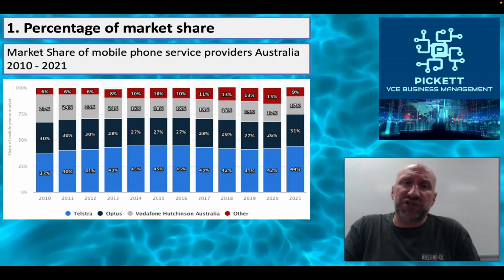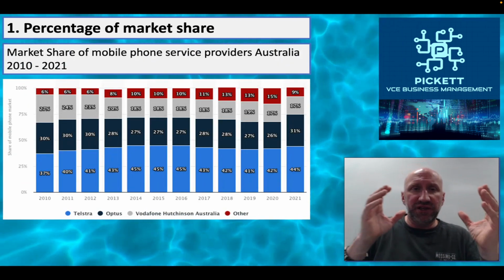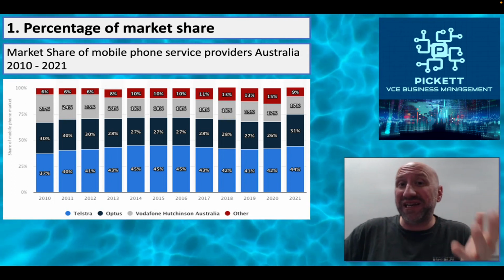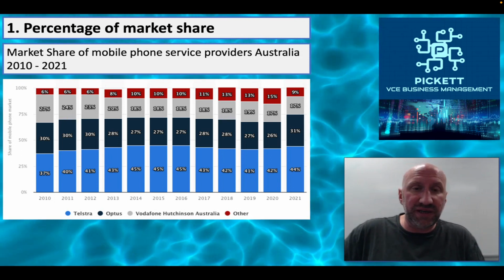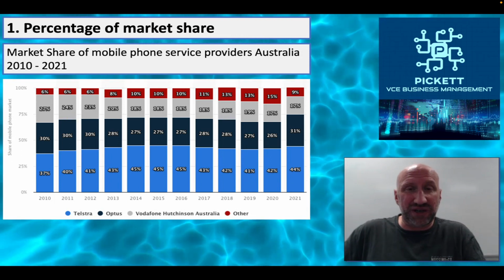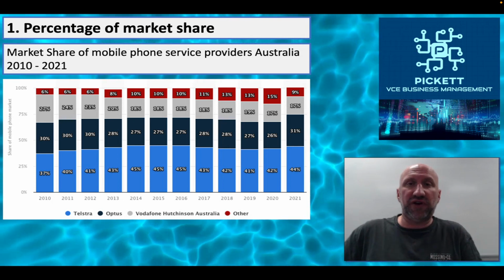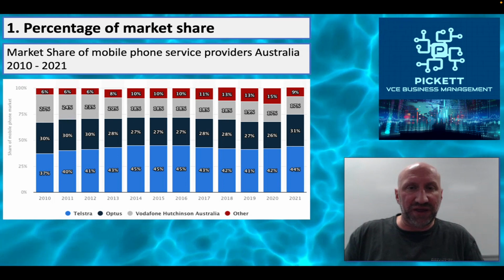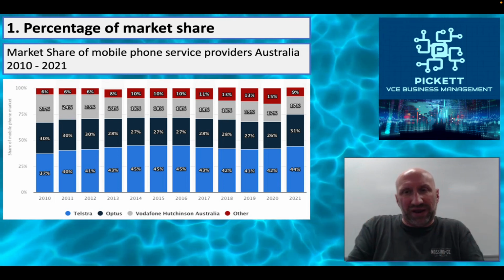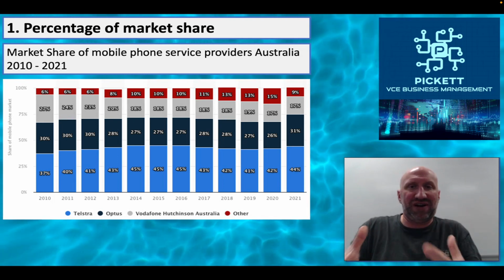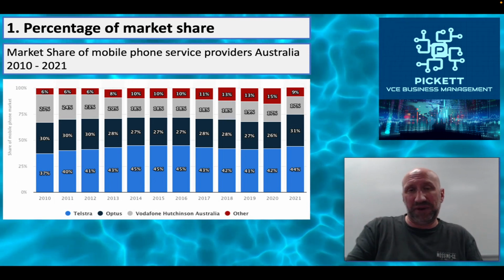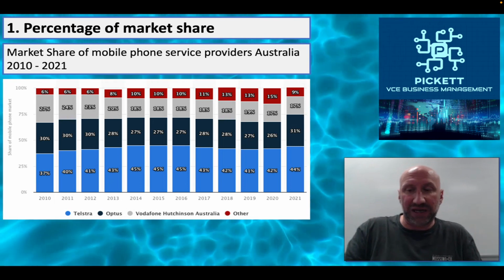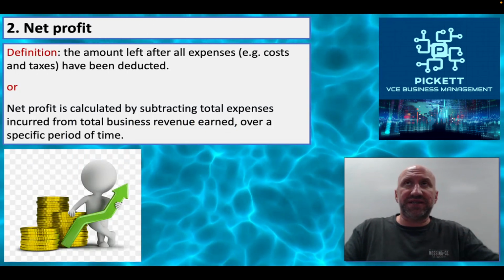Here's another example, market share of mobile phone service providers in Australia, 2010 to 2021. And look, so you can see the market leader here is Telstra, not surprisingly. Again, not surprisingly, Optus comes in second, with Vodafone third, and then that top band, the red ones, covers all of the others. So again, another different way of displaying market share graphically, if you like. And this is the kind of information which you might be presented with at the end of this video and need to analyse. Okay, so that's market share.